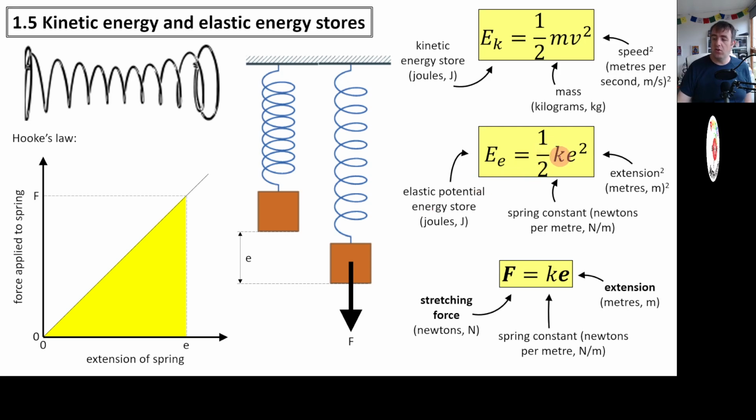Half times a constant times the thing that's changing squared. And for kinetic energy, half times a constant times the thing that's changing squared. You increase kinetic energy by speeding up, and you increase the energy stored in a spring by stretching it. So the equations take the same form. If you forget half mv squared, just look at half ke squared on the formula sheet and it will remind you.